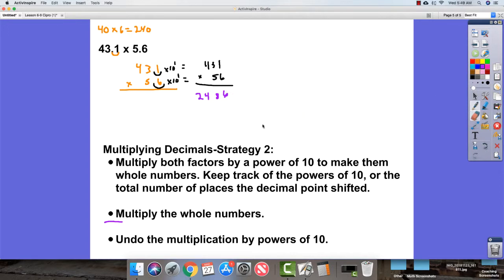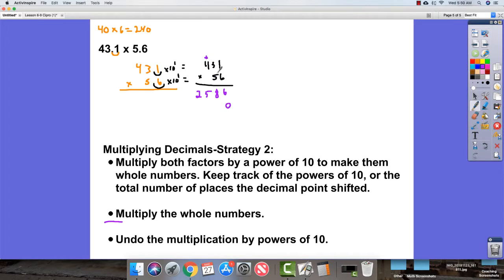Hold on, I made a mistake here. Let me redo this, okay? 6 times 1 is 6. 6 times 3 is 18. I forgot to regroup my 1 over here. 6 times 4 is 24, plus 1 is 25. Cross that out. Append a 0 before I start multiplying my tens digit.